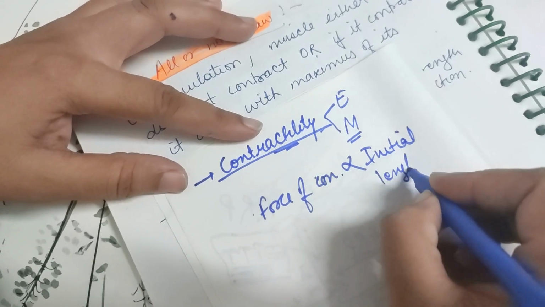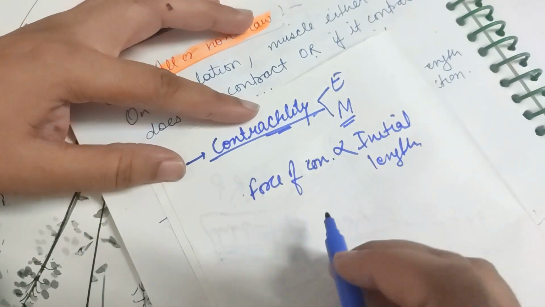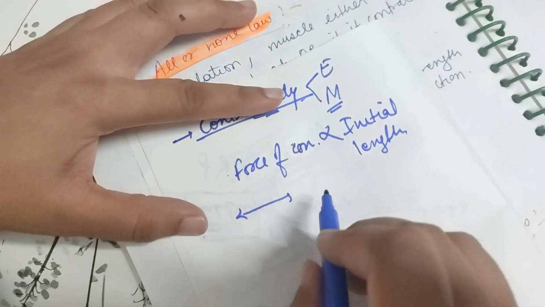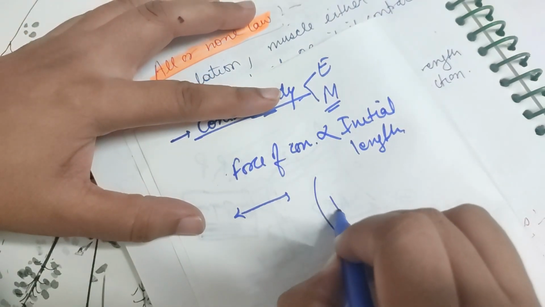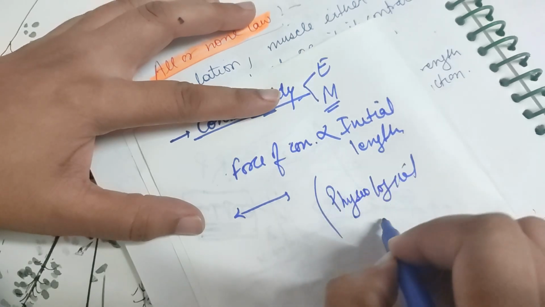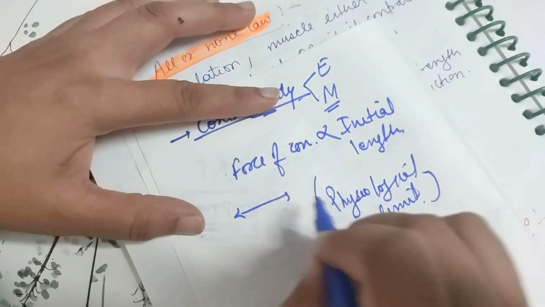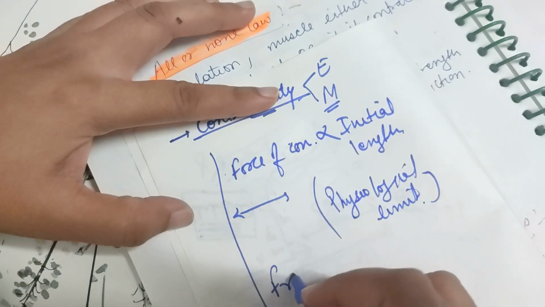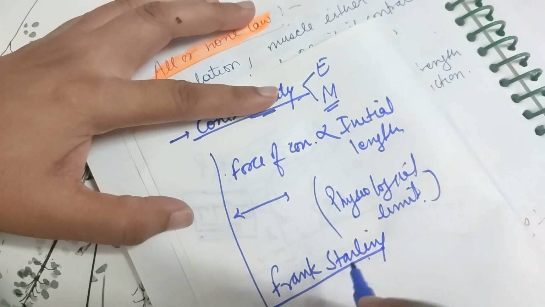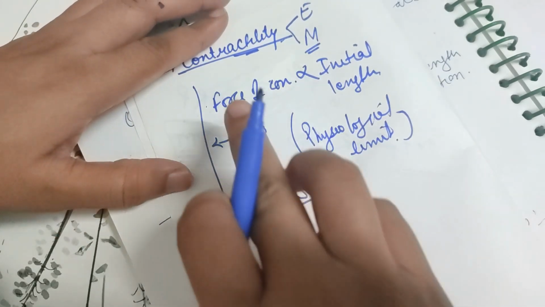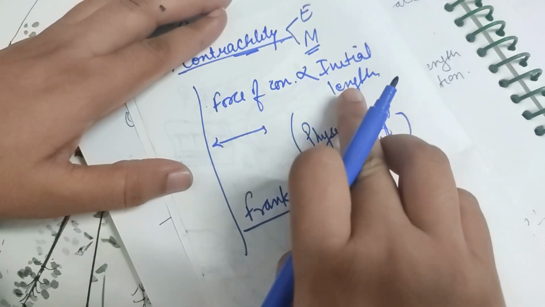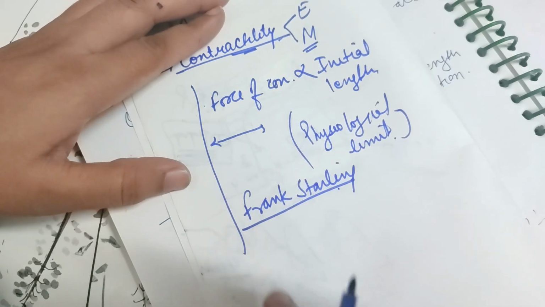length of the muscle. What that means? Whenever you stretch that muscle, there is an increase in force of contraction. But with this you have to write that within physiological limit. Why? This law was given by Frank and Starling. So we call it the Frank-Starling law, that force of contraction is directly proportional to the initial length of the muscle fiber, within physiological limit.